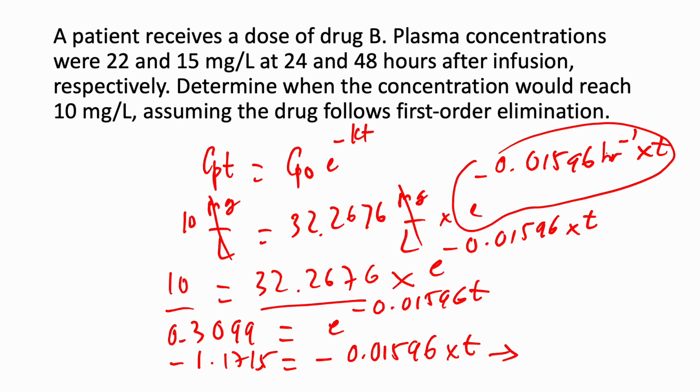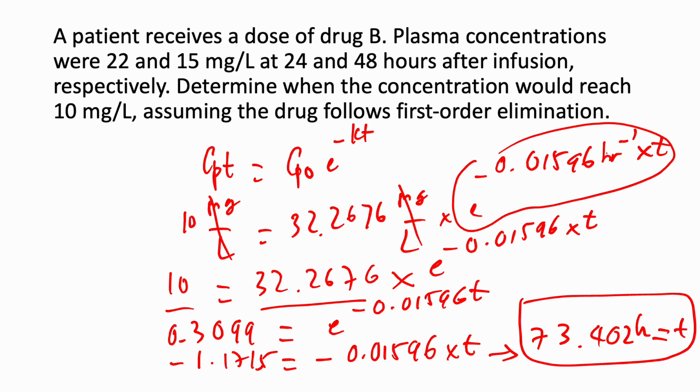So solve for T from this equation. I have T is equal to 73.402 hours. So I can answer the question. After around 73 hours, or 73.402 hours, the drug concentration would reach 10 milligram per liter.